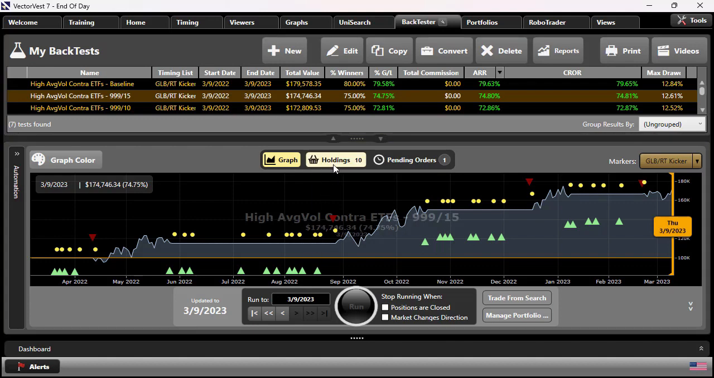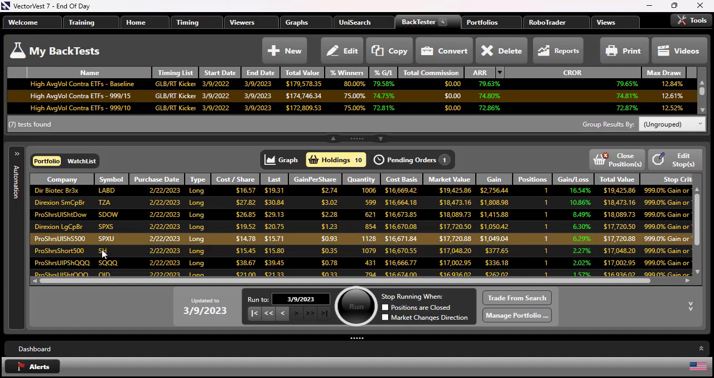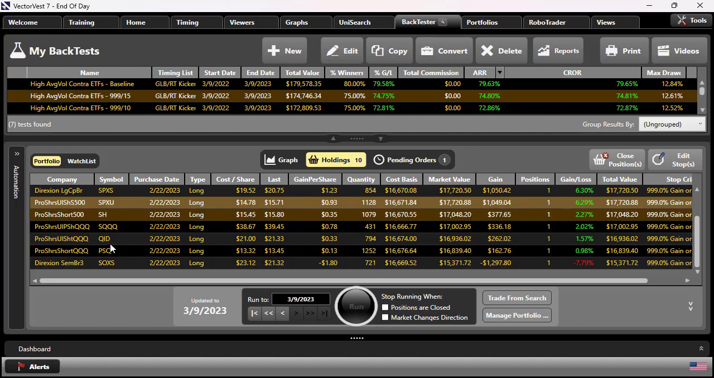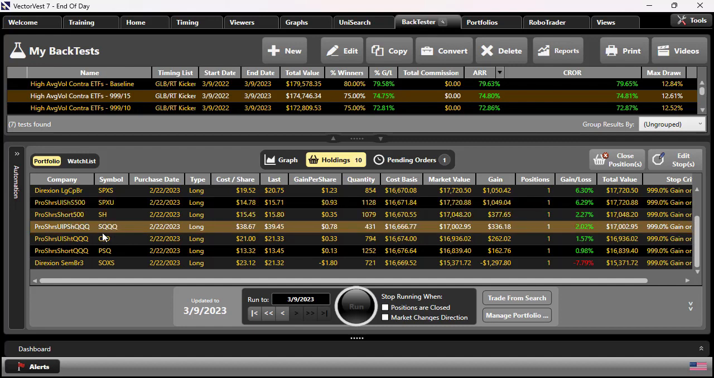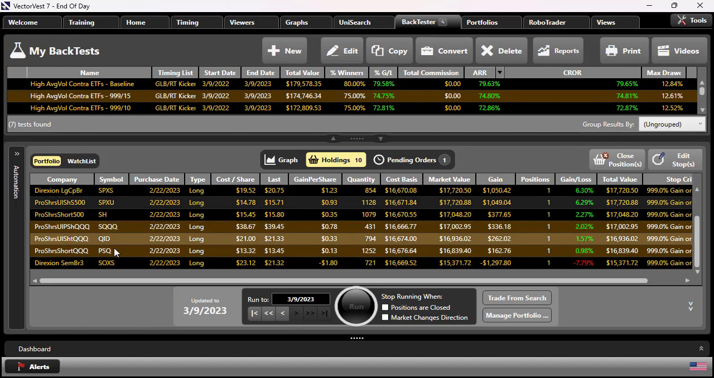Let's take a look at the holdings in the current portfolio. And here's another opportunity to limit risk. Remember, we talked about overlap, and I can see that I have in this portfolio currently two S&P 500 based contras and three contra ETFs based on the Qs. If we eliminated those overlapping stocks and traded fewer positions, we'd have less risk on the table.